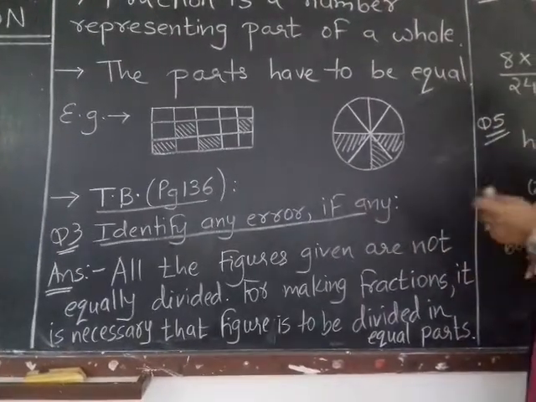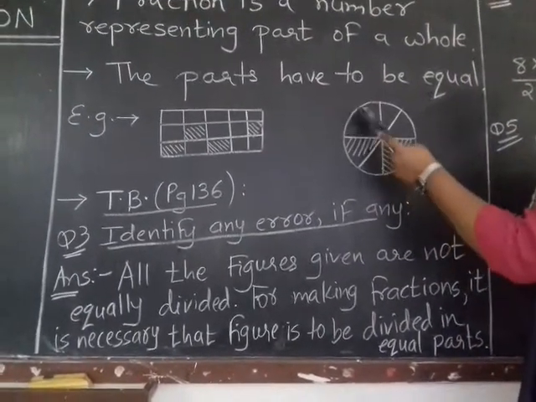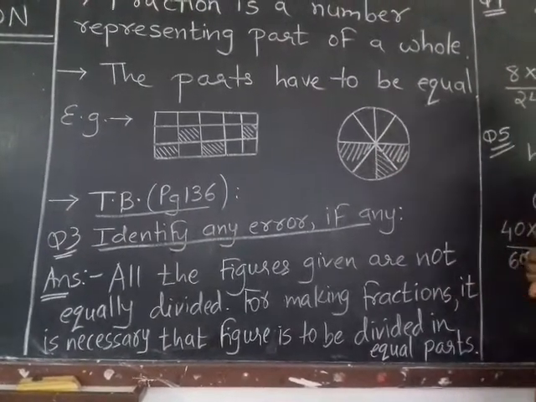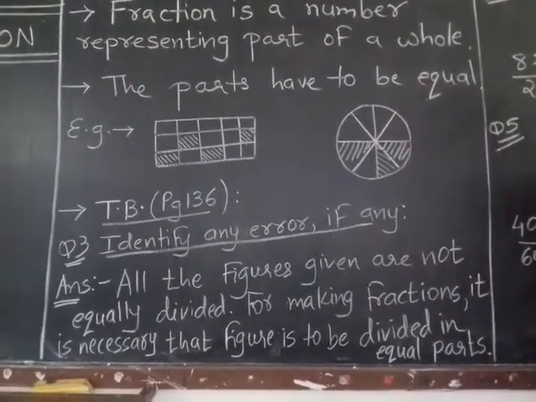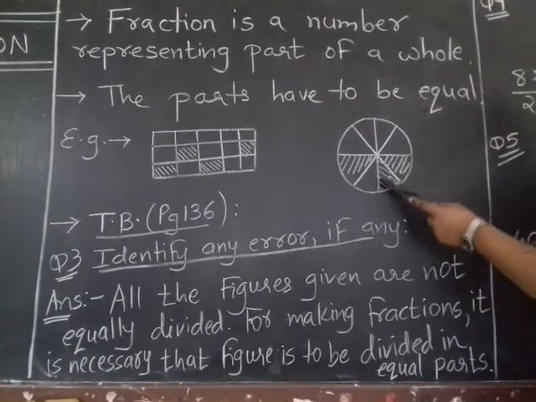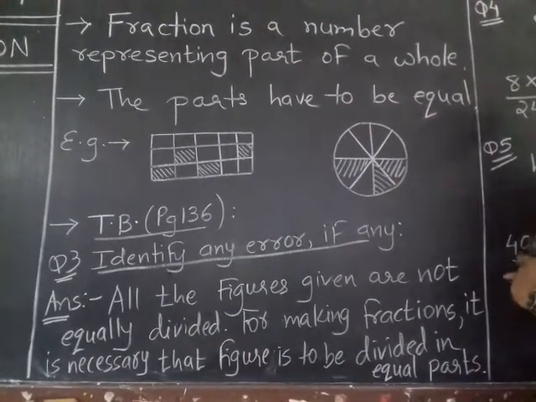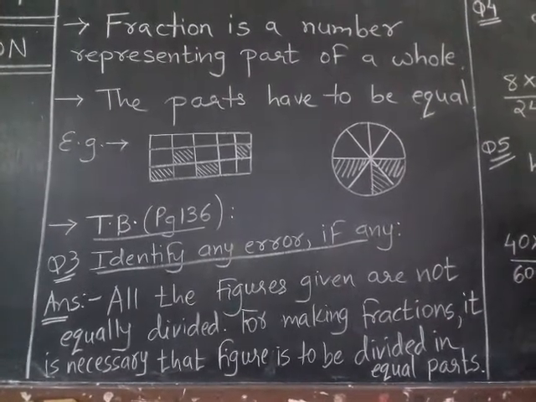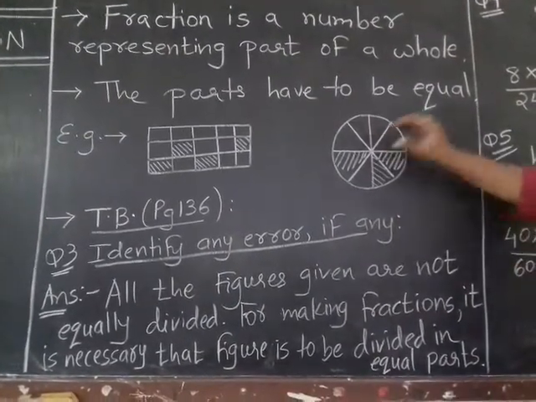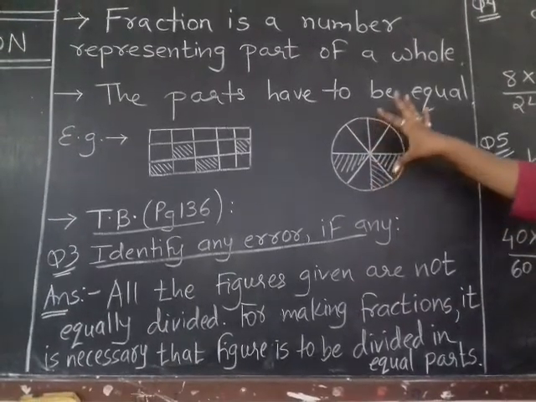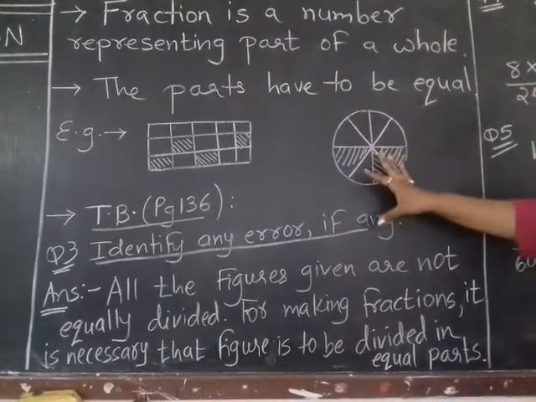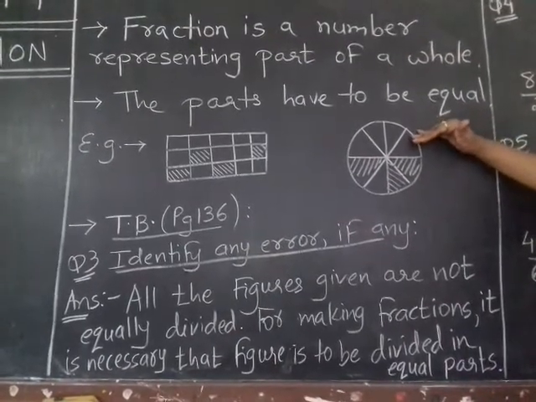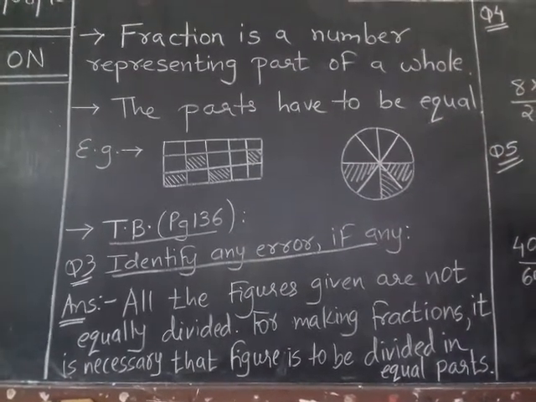In the same way, the circle has how many total parts? 1, 2, 3, 4, 5, 6, 7, 8. There are total 8 parts of the whole circle and out of that I have shaded 3. So 3 will be the numerator and total parts are 8, that will be the denominator. Always remember, whenever you part a diagram or figure, the total parts you have made will be the denominator, and out of that, the parts you shade will be the numerator.